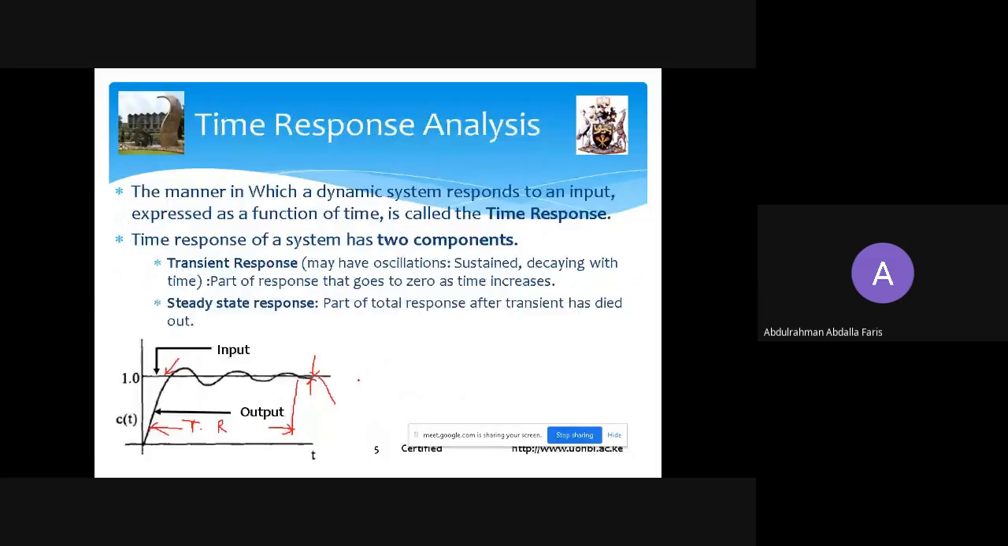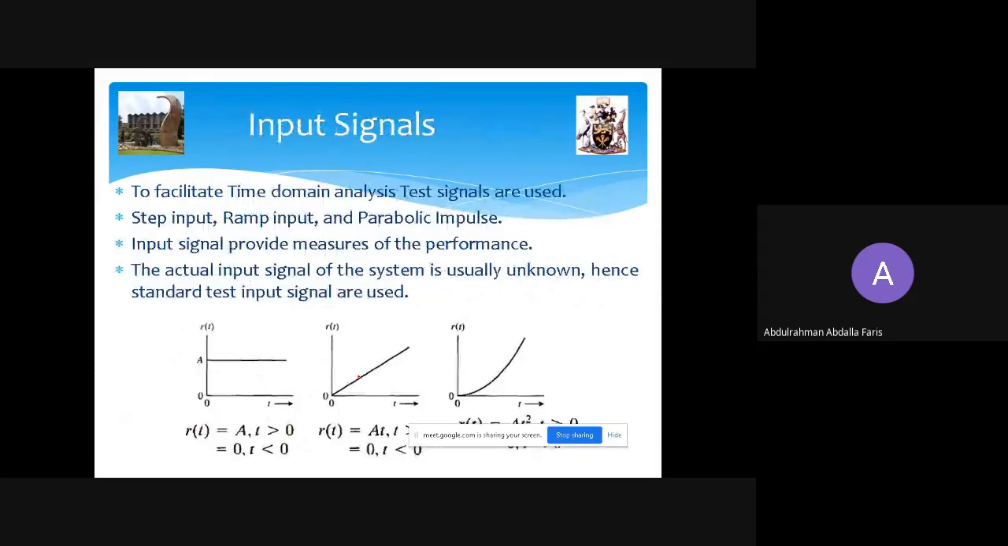The way we do this is we inject an input to a system, and since for so many systems we don't know which type of input it is, what we do in time domain analysis is use test signals or input signals. And these test signals are normally step input, ramp input, parabolic, and impulse.